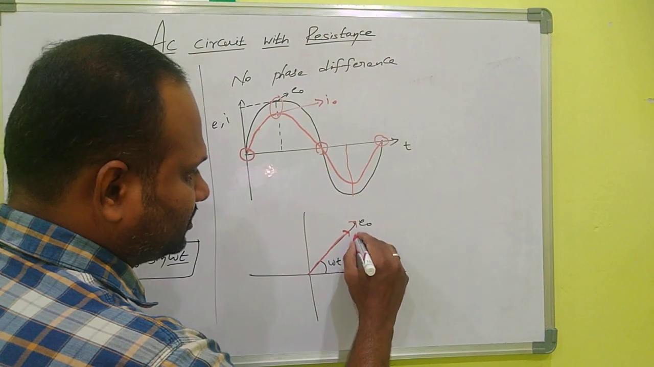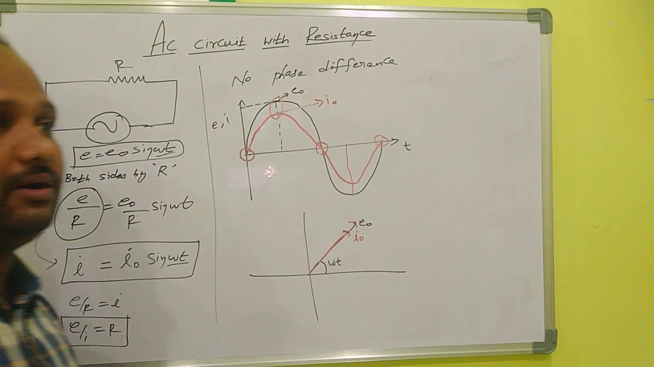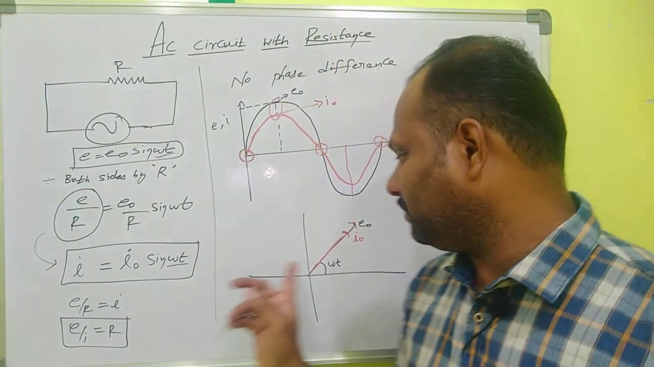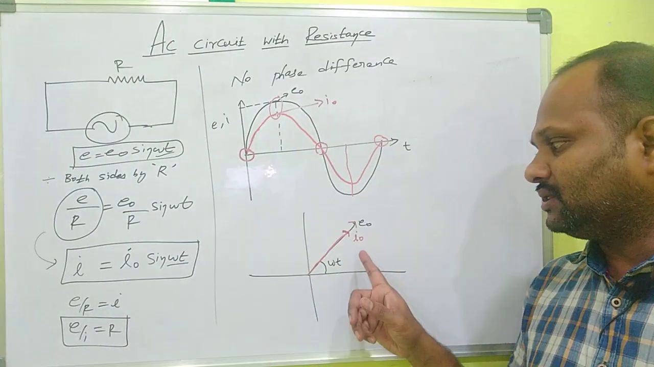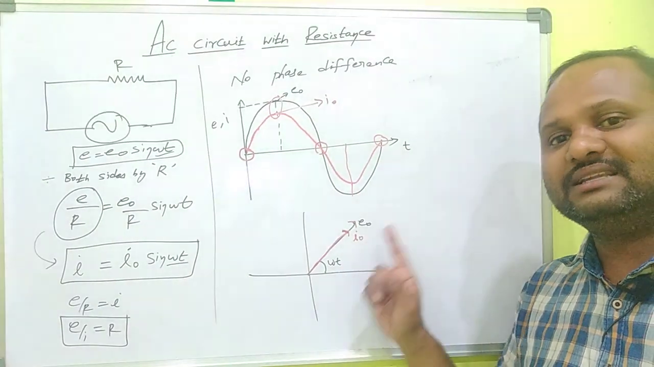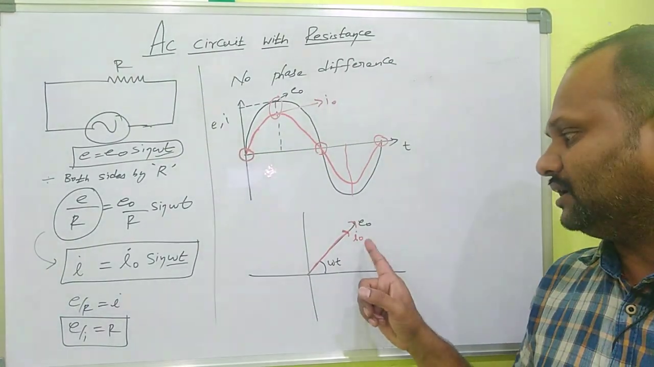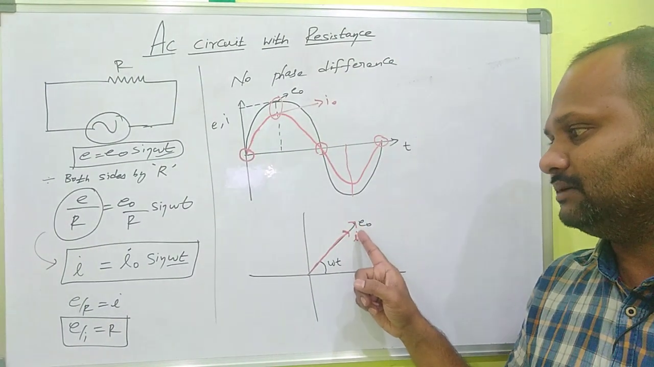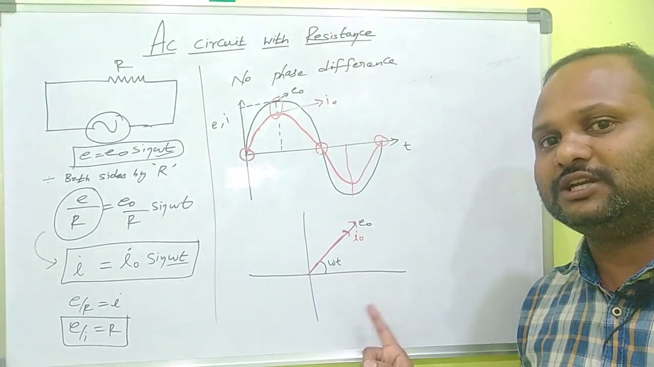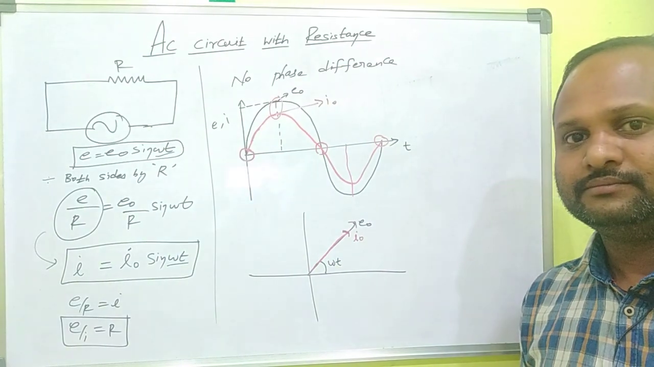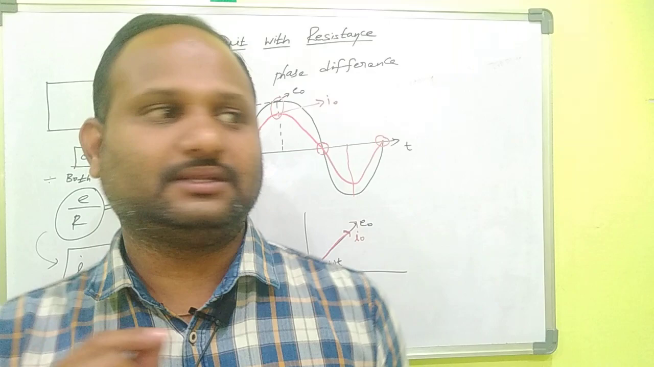This is I naught. This makes an angle omega t from the initial point, and from the initial point the current also makes an angle omega t. Both are at the same angle at the same time. That is the important point here. Both the current and EMF are making an angle omega t from their initial position at the same time. So this means there is no phase difference between them.